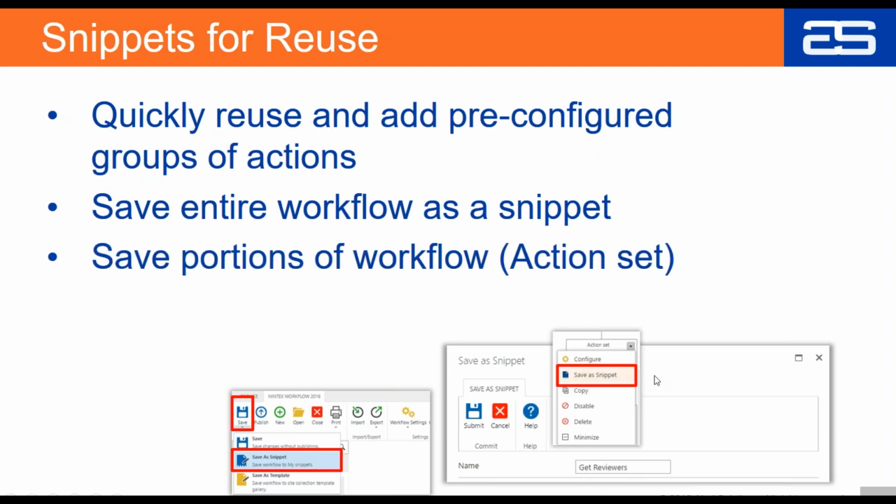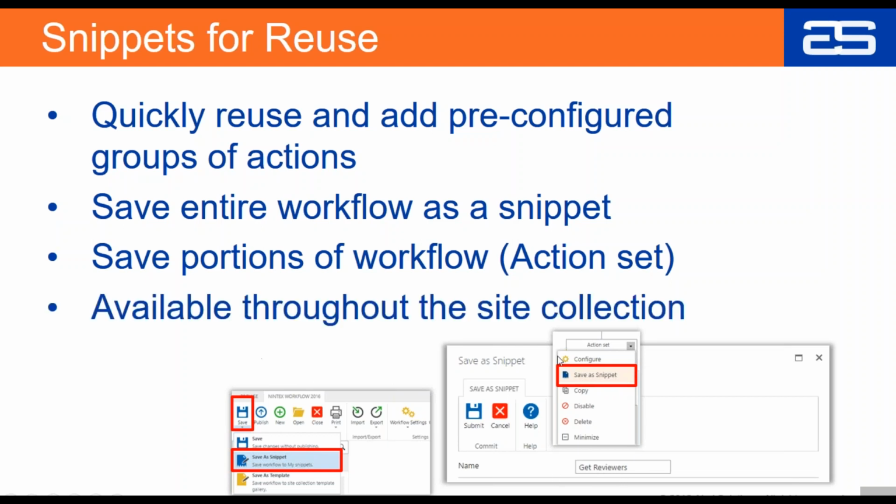Or more frequently, rather than saving my entire workflow, I just want to save a little portion of my workflow so that I can reuse that portion over and over. In that case, I can just throw whatever actions I want to package up and reuse into an action set action. And then on my action set, when I click the little drop down of options, I have the option to save that action set as a snippet. And once again, I would just give it a name. The nice thing about these snippets is that they're not workflow specific.